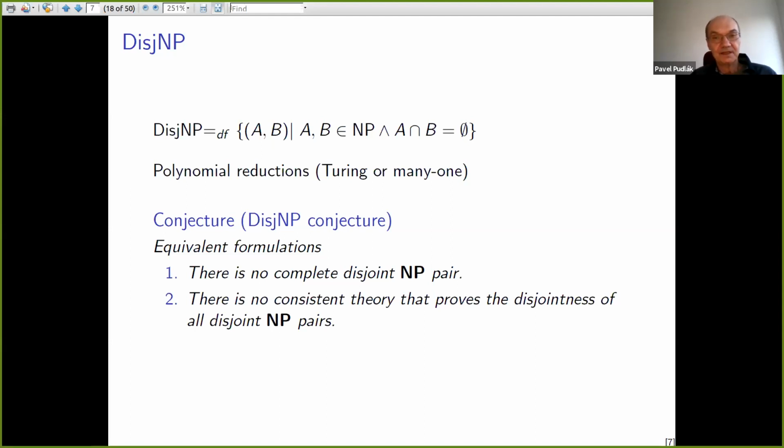So we can state the conjecture that there is no complete disjoint NP pair. And this conjecture, again, is equivalent to the statement that there is no consistent theory that proves the disjointness of all disjoint NP pairs. Now, I'm stating this conjecture, at least the second part, a bit not quite precisely, because what does it mean that the theory doesn't prove that a pair is not disjoint?